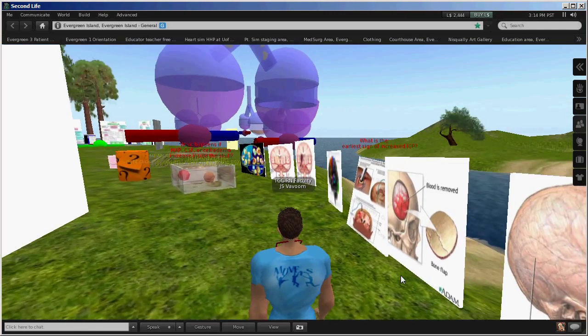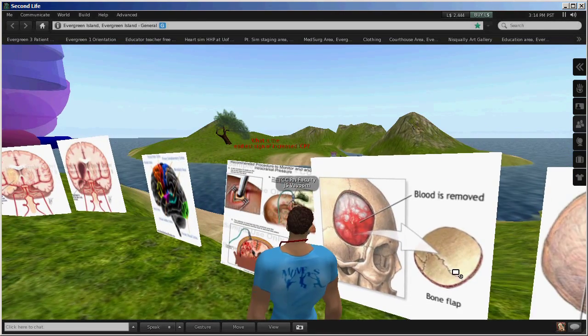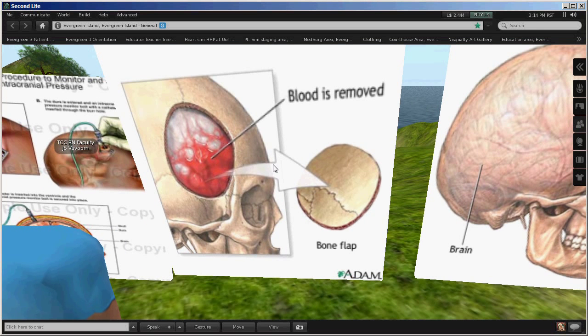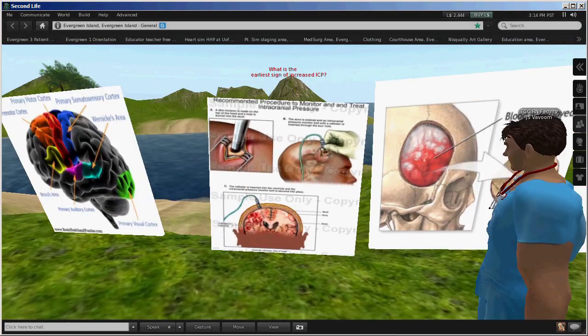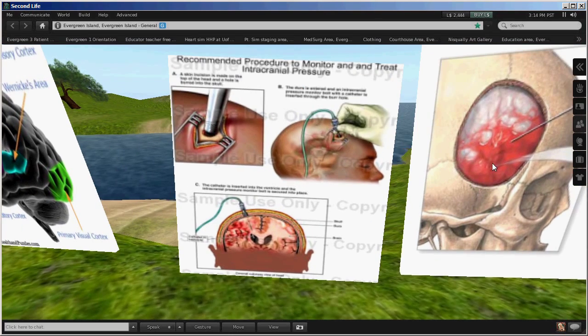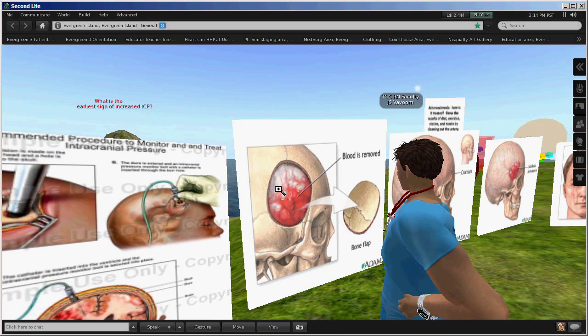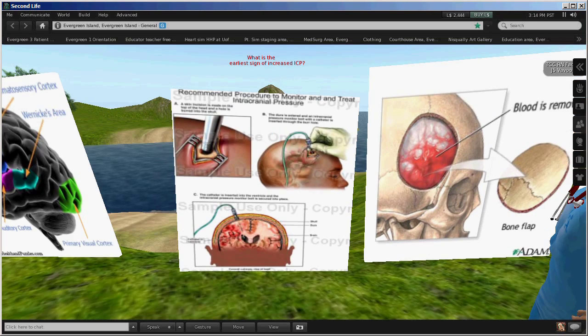Let's walk over here. This is where a bone flap has been removed for a hematoma, an epidural or a subdural hematoma, and then the bone flap is put back, or sometimes they'll put some synthetic substance in there to close up the skull. And some people, of course, will wear helmets, because if they don't have the bone flap in, it's very dangerous, and any pressure on the brain could be lethal.